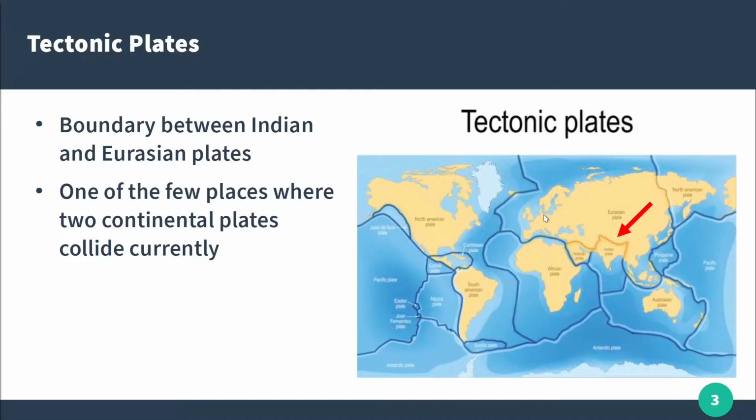As you can see by this arrow, the Himalayas forms the boundary between the Indian and the Eurasian plates. If you look, most of these boundaries are mostly oceanic, with a couple of exceptions. So this is one of the only places in the world where you have two continental plates actually smashing into each other, actively forming mountains. This is one of the only places in the world.